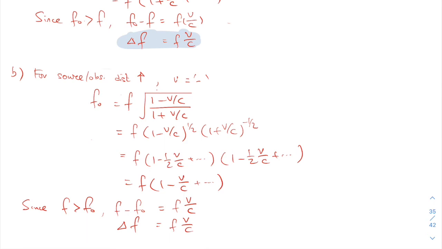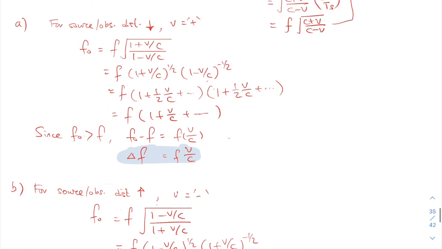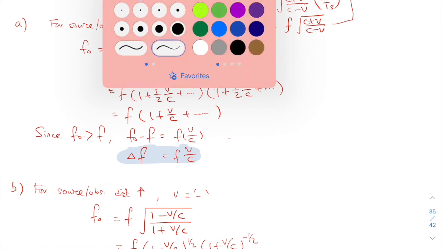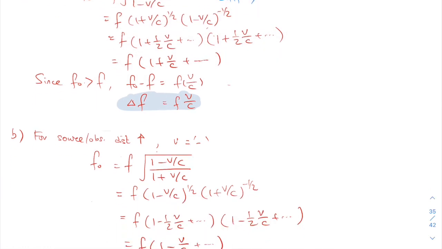Now notice that for both expressions, they're essentially the same for case A and case B. This refers to the frequency shift. So at this point, I would like to point out for case A, where the source and observer distance is decreasing, it is commonly known as the blue shift. Whereas the case where the source and the observer distance is increasing is commonly known as the red shift.